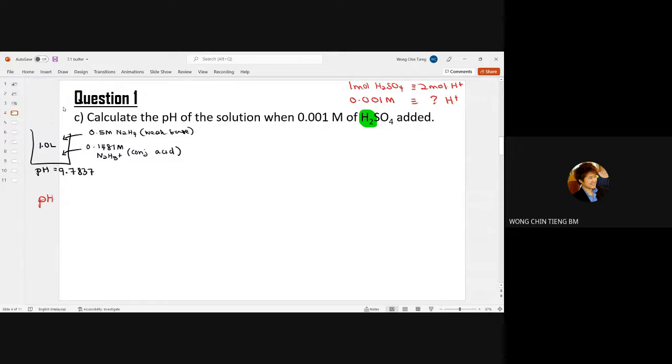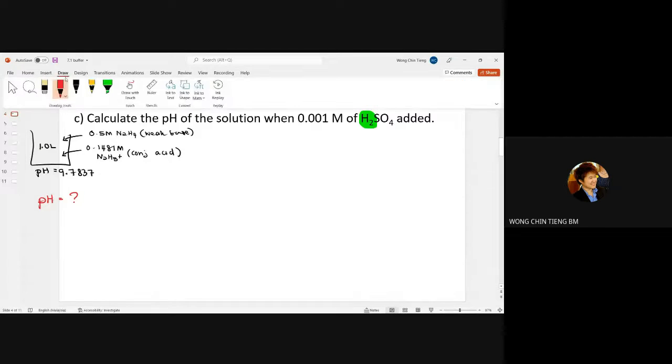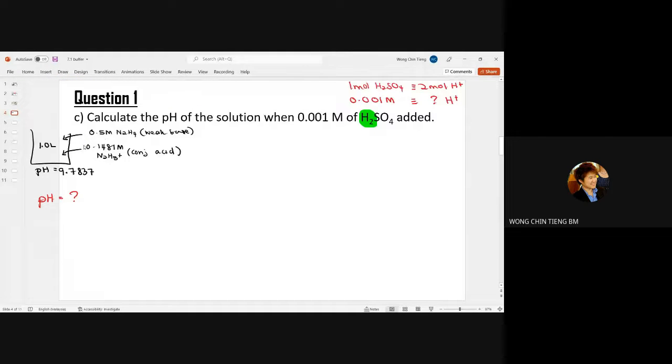The new pH is how much after the addition of my strong diprotic acid? While waiting for Khadijah's answer, Danish, to compensate for what you answered wrongly just now, will the H plus be neutralized by the N2H4 or by the N2H5 positive? Neutralized by N2H4, Miss. Neutralized by N2H4.